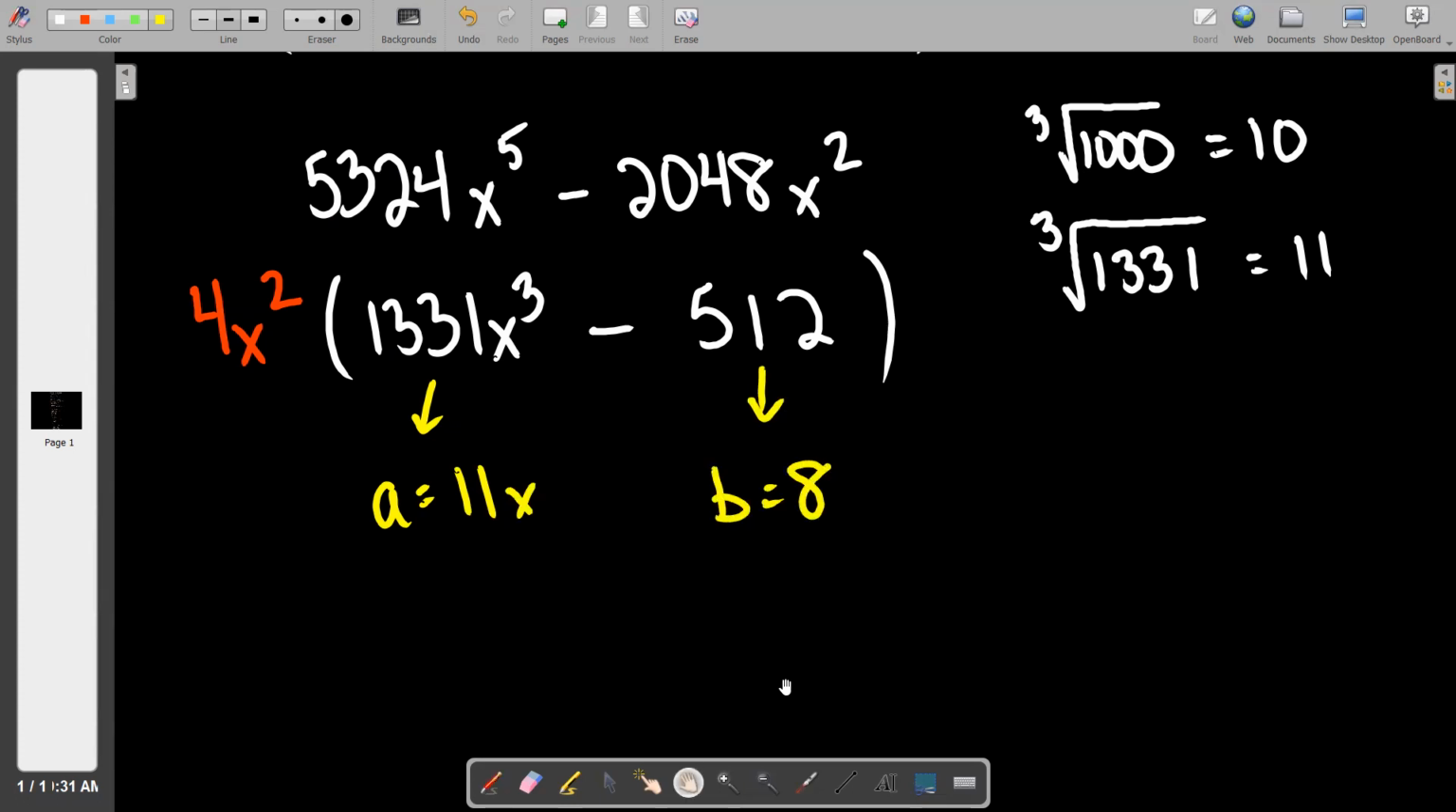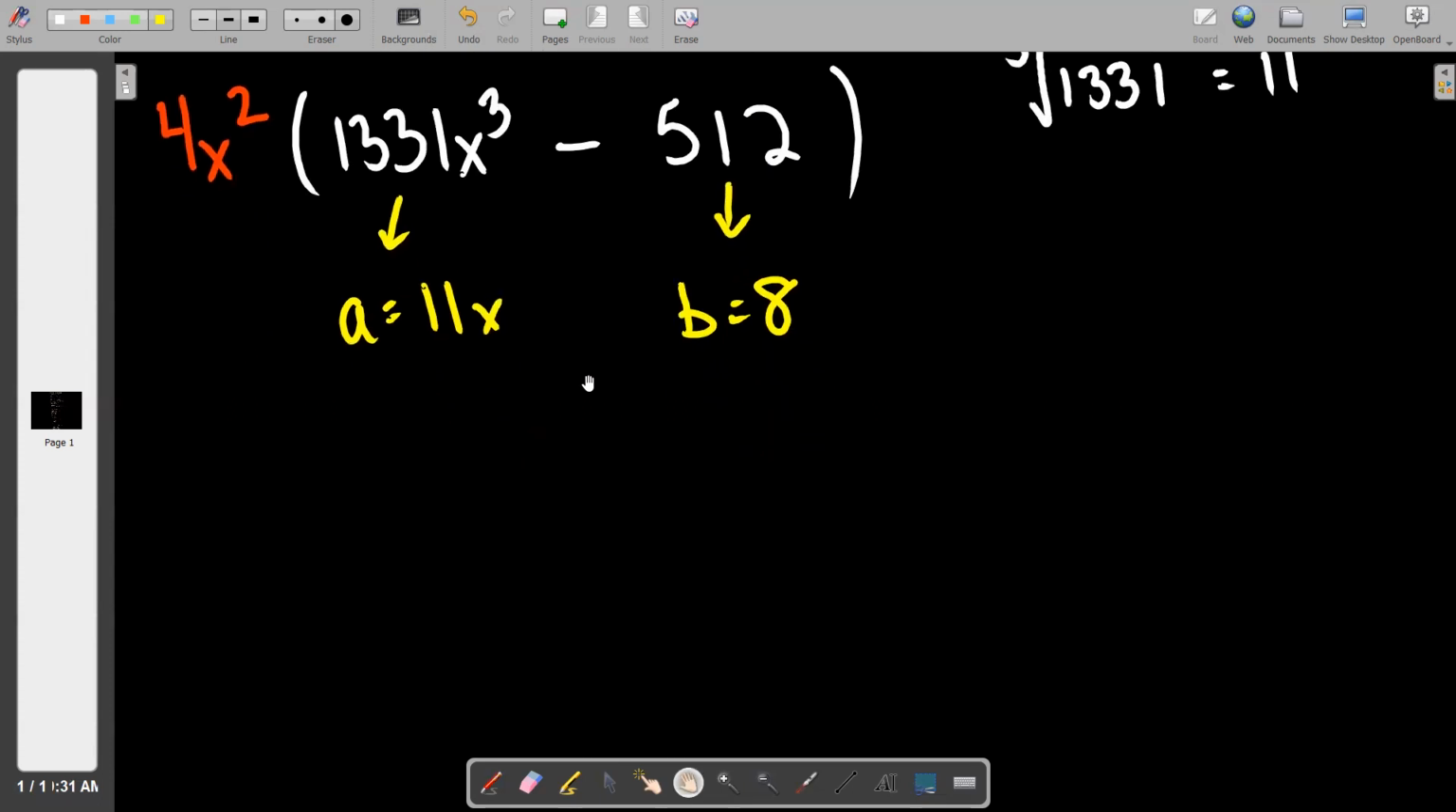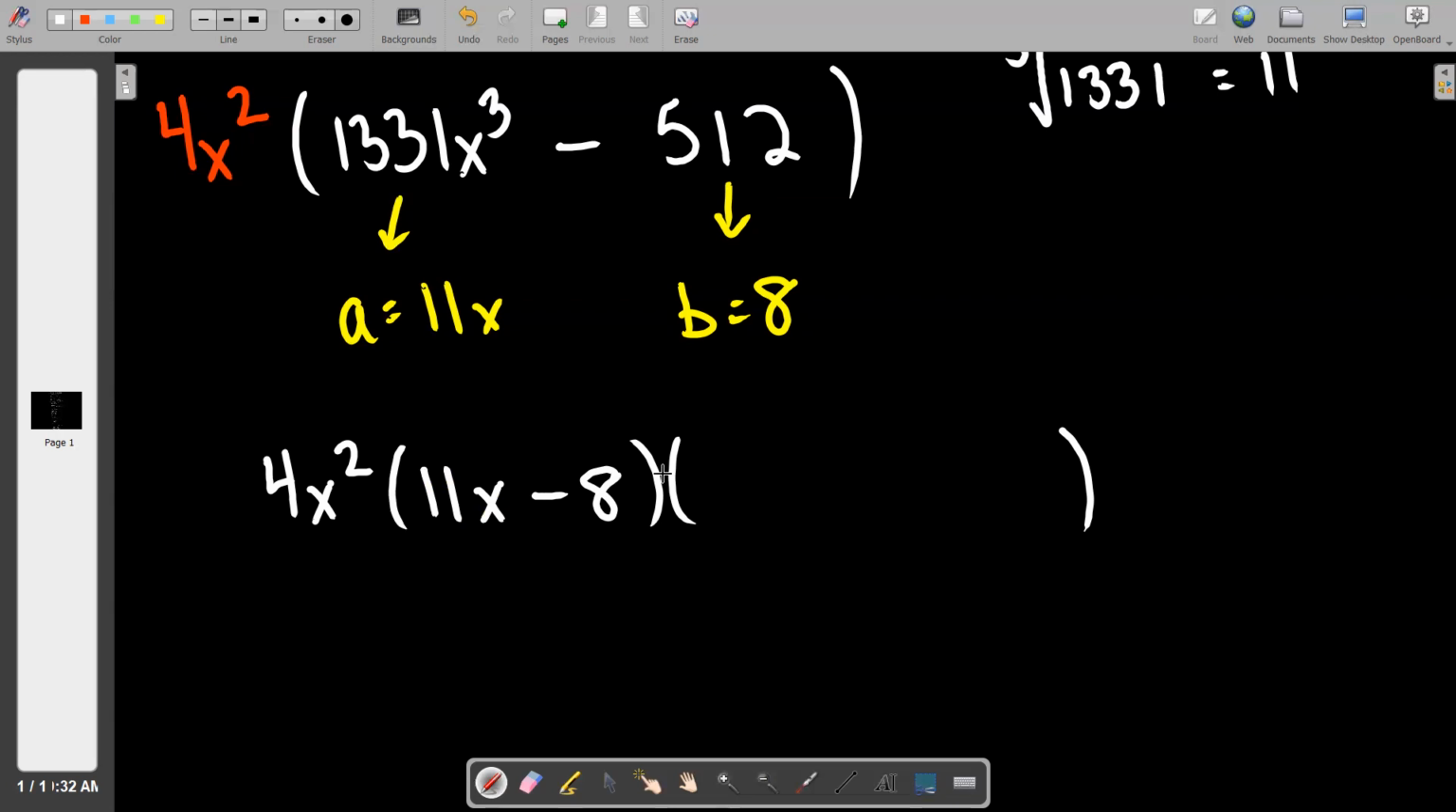And so again, the hard part of the problem, I would say, is officially over. It's time to build our answer. And our answer will look like this: 4x squared times short set times long set. You just kind of do it the same every time. What's going to go in short set? And what's going to go in long set?